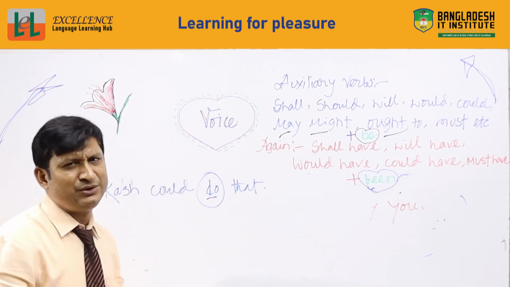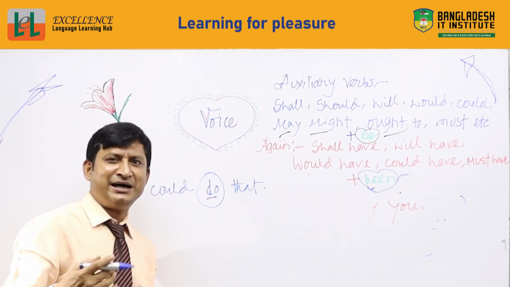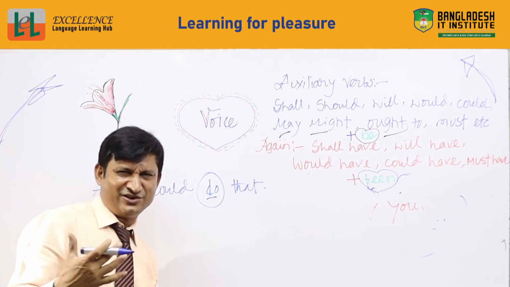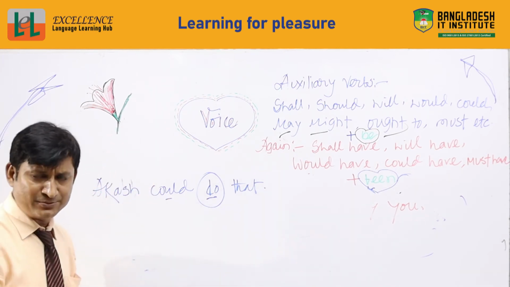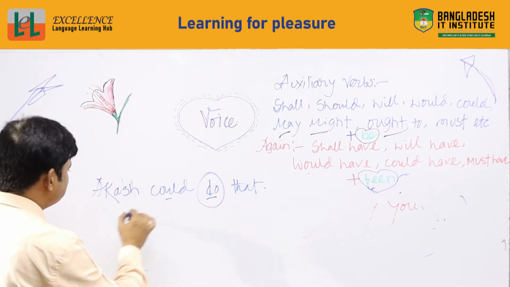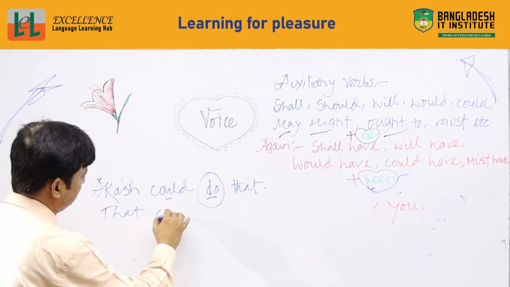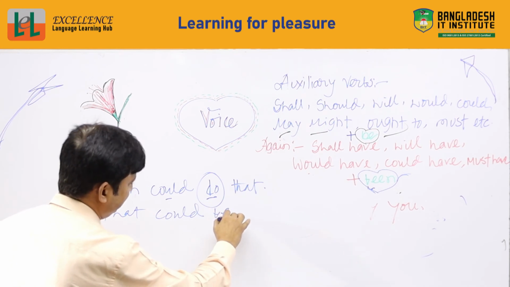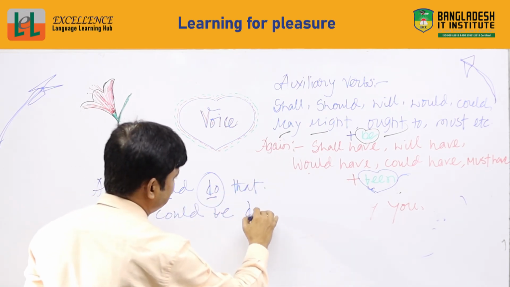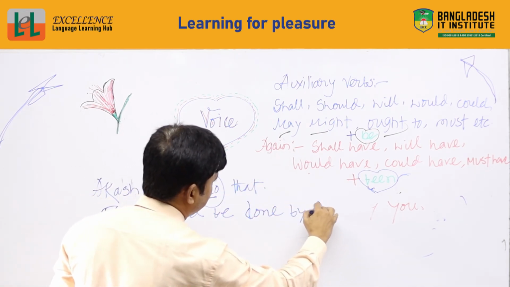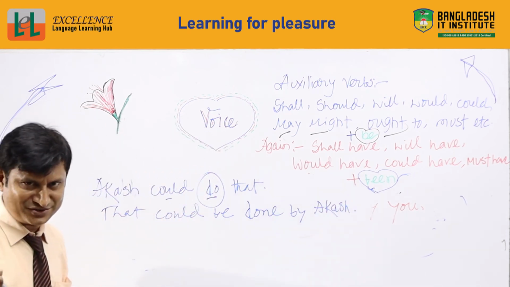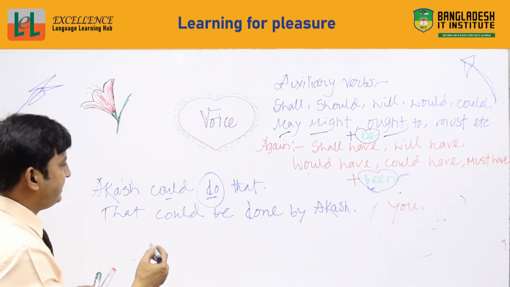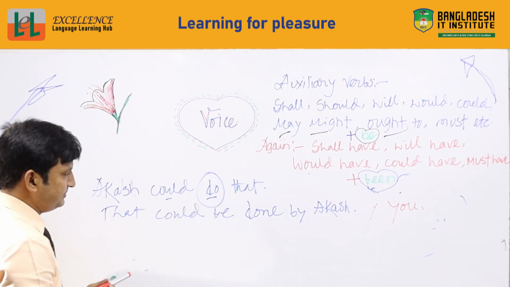So we can say you could do it. That means I needed help, but he didn't. So we can use this could actually. Okay. Can is present form and could is past form. So that could be done, okay, by Akash. That could be done by Akash, but he didn't. Right? Okay. And could have, we can use that here.